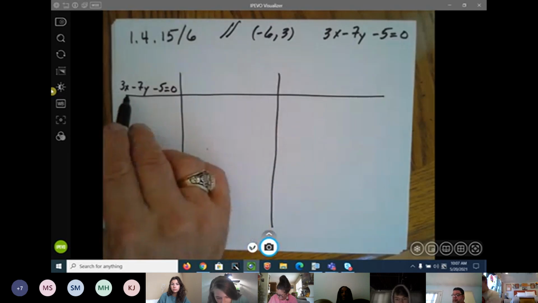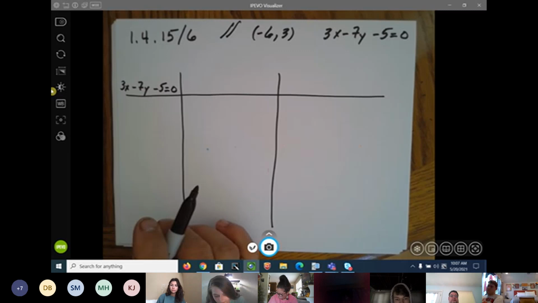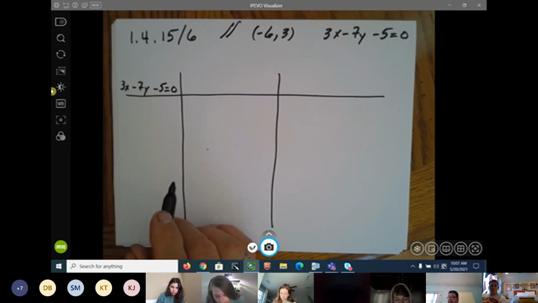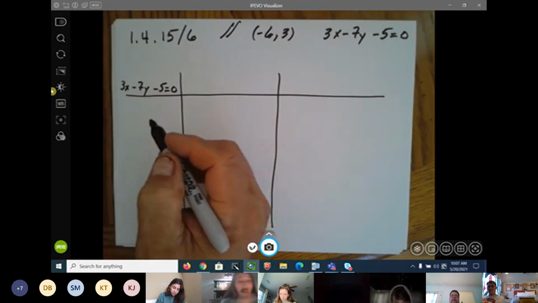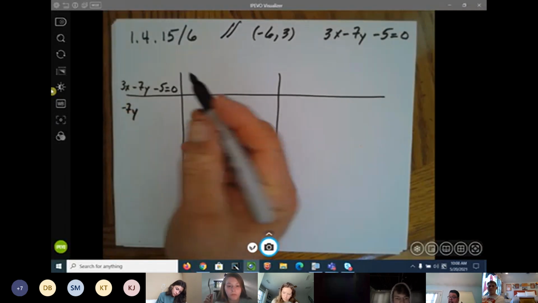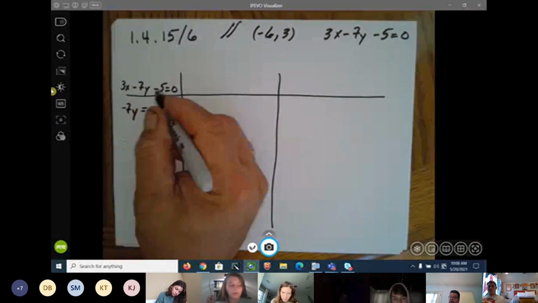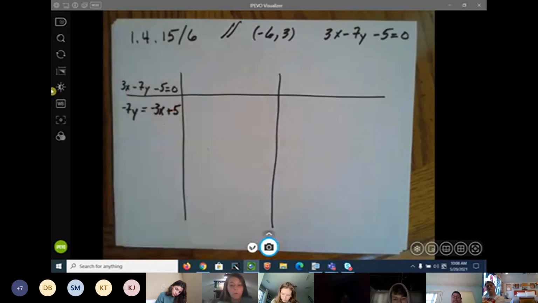Now, what do you do with this before you even get started? Solve for what? Y. Solve for y. Thank you for being brave. I know you're not supposed to talk in here, but thank you. So -7y is equal to -3x plus 5. In fact, I think this problem is really close to the one we did, because I remember a 7 being in the slope.